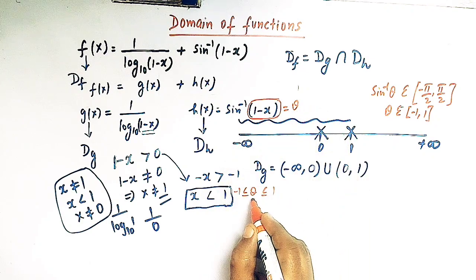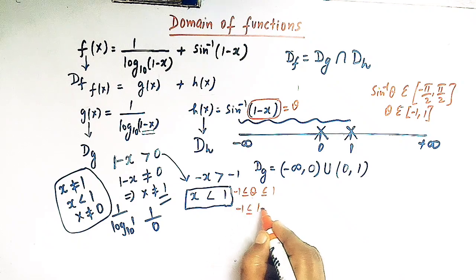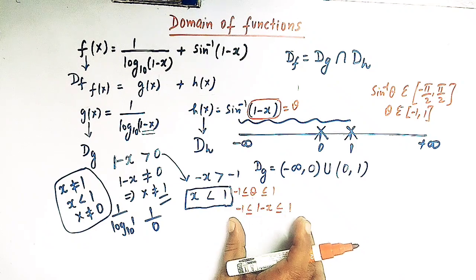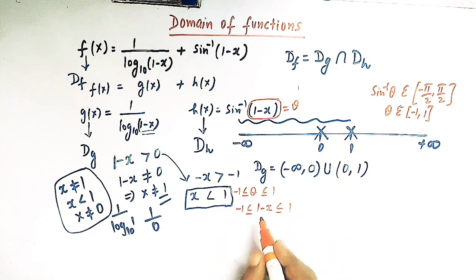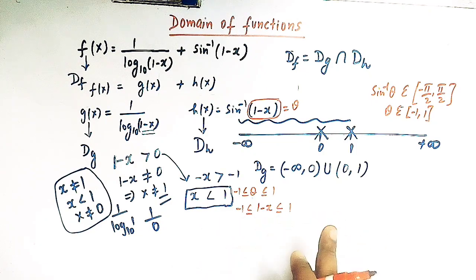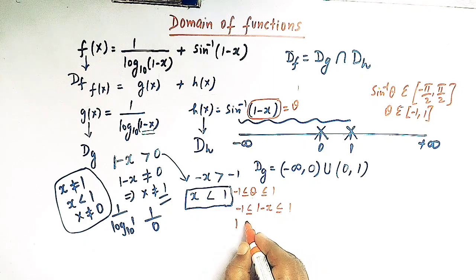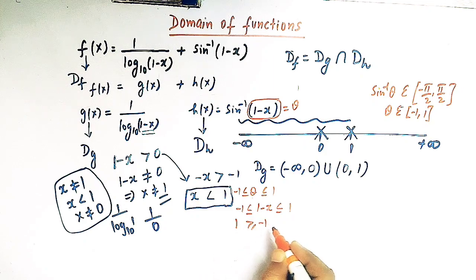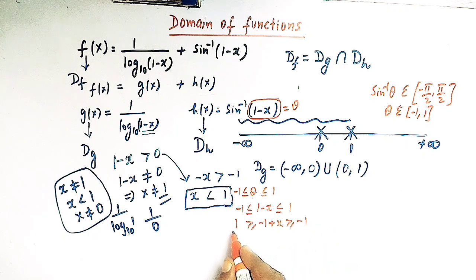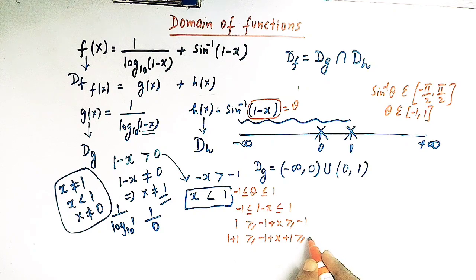Taking theta is equal to 1 minus x, we have this inequality, and now we can easily solve this linear inequality by multiplying throughout by a negative 1. So here we have positive 1, the direction of the inequality gets reversed. Here we have minus 1 plus x, then here we have minus 1. Now adding 1 throughout, we have here 1 plus 1, and here we have minus 1 plus x plus 1, and here we have minus 1 plus 1, right? So here we have 2, and here we have x, and here we have 0.